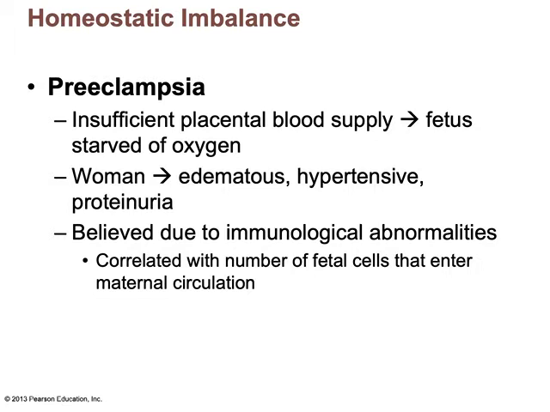We correlate this with the number of fetal cells that enter the maternal circulation. That makes sense because that will trigger an immune response in the female, and those antibodies can then cross the barrier, especially the IgG type.